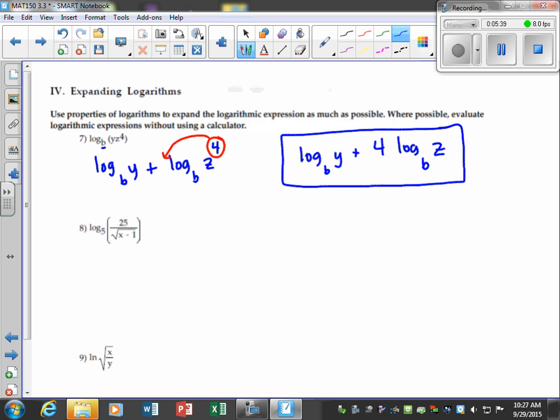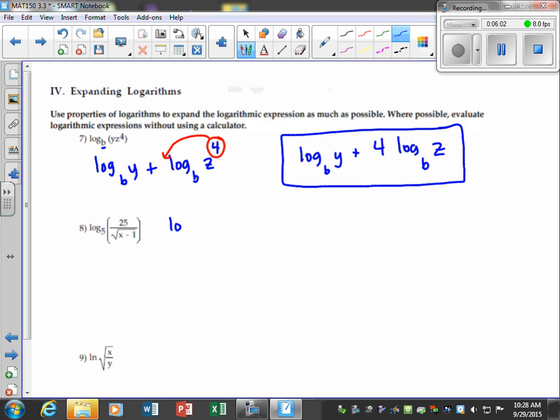This is the expanded version. Okay. Let's do a similar expansion using the properties for number 8. So first of all, this one has division. So there's a couple of things going on here, but first let's rewrite it using division, and then we'll look and see what we need to do next.